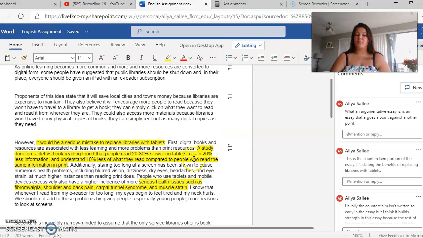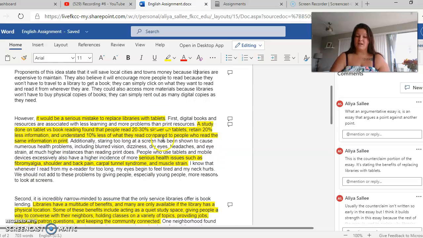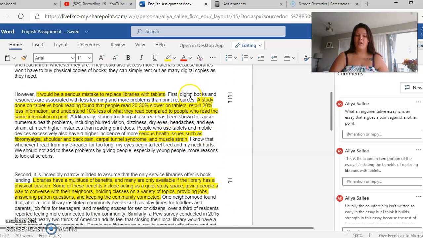So they use some really good facts in this essay. I highlighted a few of them. The first one being, a study done on tablet versus book reading found that people read 20 to 30% slower on tablets, retain 20% less information, and understand 10% less of what they read compared to people who read the same information in print. There's also another fact right here, but I didn't want to highlight the whole paragraph. So there's a really good fact in here. I also forgot to highlight this whole thing, which I feel like I should have done. So I'm going to do that real quick.